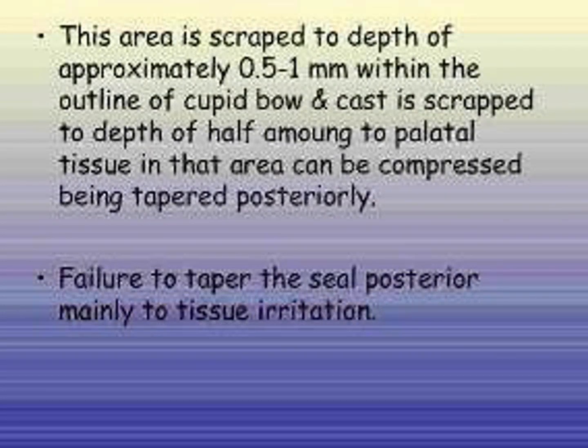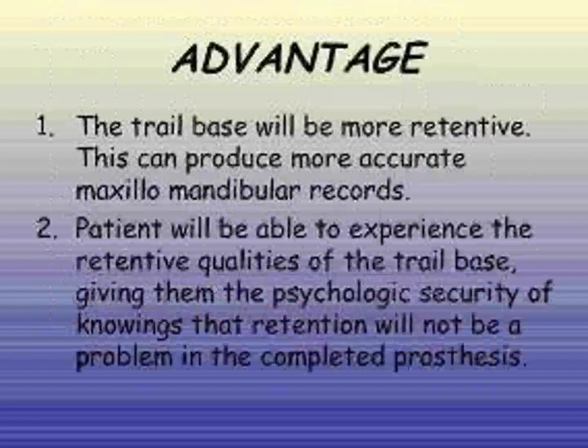For arbitrary method, the area is scraped to a depth of approximately 0.5 to 1 mm with the outline of the Cupid's bow, and the cast is scraped to a depth of half among the palatal tissue so that the area can be compressed and used for utilization of the posterior palatal seal. Failure to taper this seal in the posterior area might lead to tissue irritation.